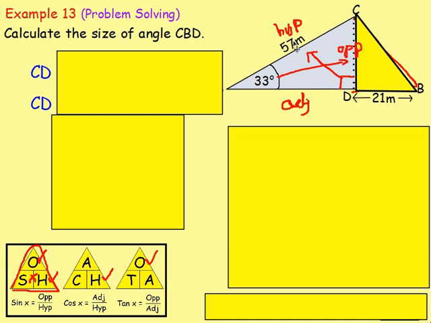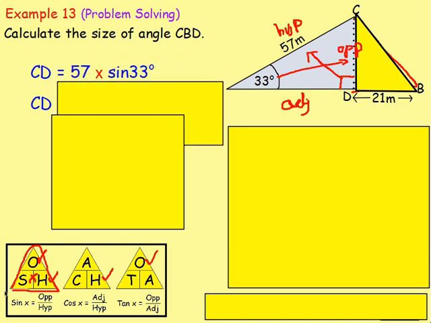So the hypotenuse is 57, and we're multiplying that by sine of the angle, so it's 57 times sine 33. Again, it's not our final answer, so we just write it down to a few decimal places. But once you've done that, what you'll notice is we've worked out this length from C to D.